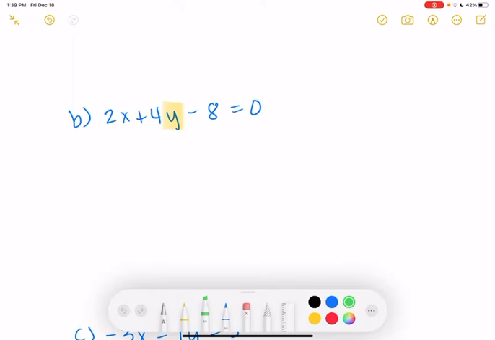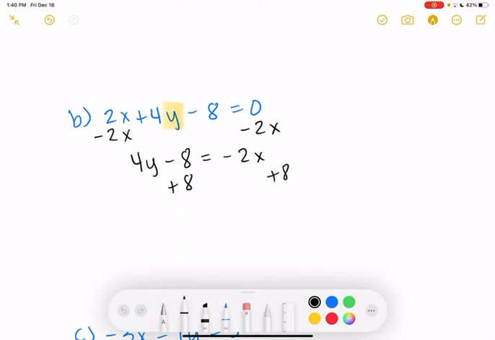Okay, if you can do it all at the same time, that is totally fine. I don't want to lose anybody, so I'm going to break it apart into 2 different steps. Okay, so I'm going to do a minus 2x. So I have a 4y minus 8 equals negative 2x. And then add that 8. So I have 4y equals negative 2x plus 8.